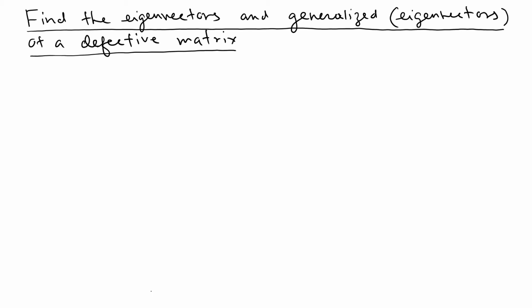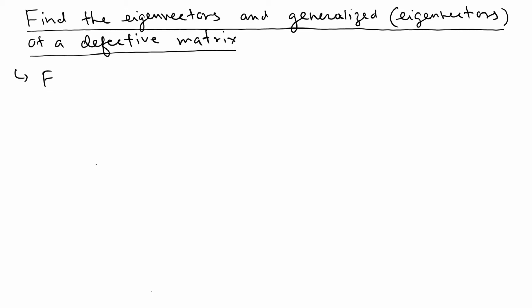In this, we're going to talk about a very special case. There are certain matrices for which it is impossible to find n linearly independent eigenvectors. So in that case, what's going to happen? We're going to find what we call generalized eigenvectors or generalized vectors. So let's discuss the idea.